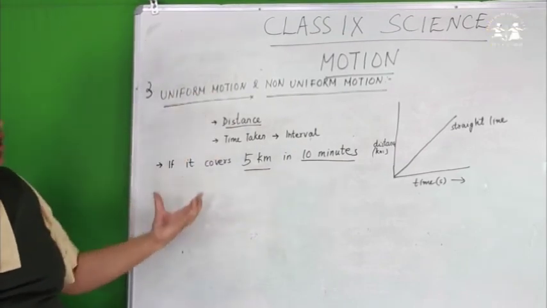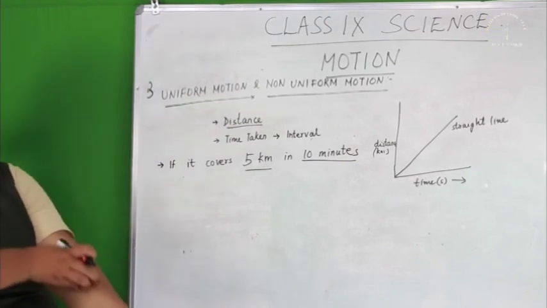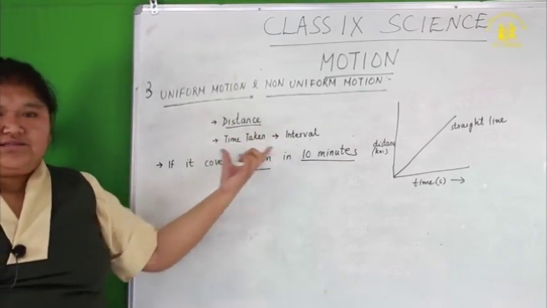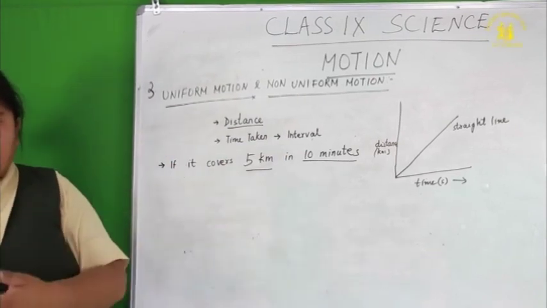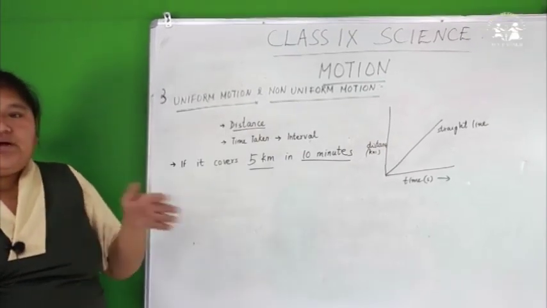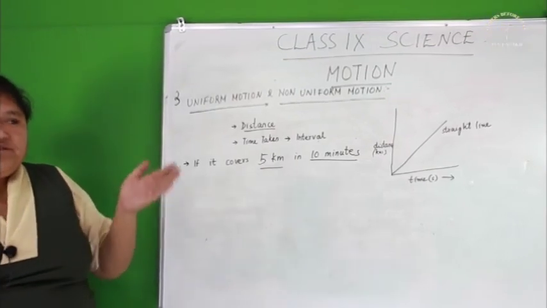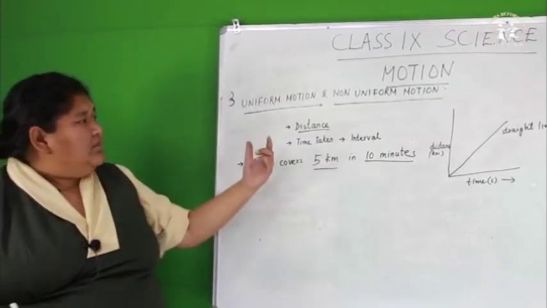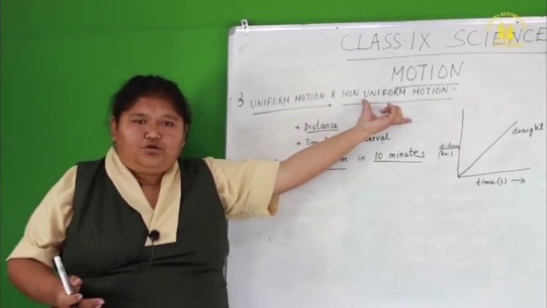motion. Now non-uniform motion. Again, the same interval of time period is taken. If it covers unequal distance in equal interval of time, then the object is said to be in non-uniform motion.